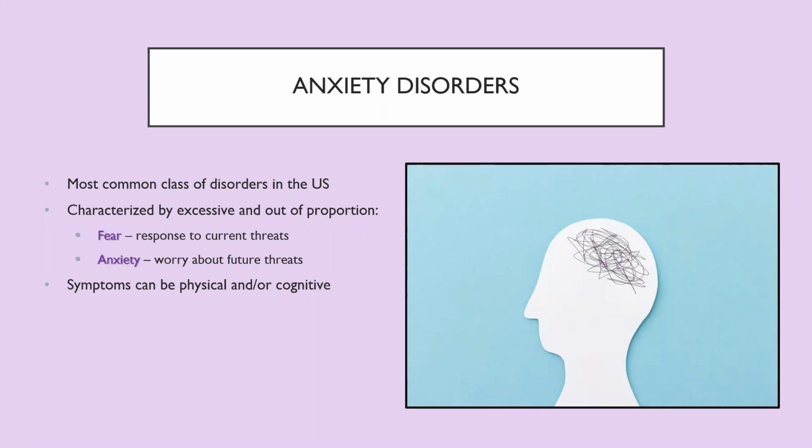They're characterized by excessive and out of proportion fear and anxiety. Fear is a response to current threats, while anxiety is worry about future threats. So fear and anxiety are very similar. Fear is something in the present that's threatening you now. Anxiety is worrying about the future, like a test you have to take or a presentation you have to give, something in the future that you're worried about. Symptoms for anxiety disorders can also be varied. You can have physical symptoms and or cognitive symptoms, and a lot of people have some combination of both.